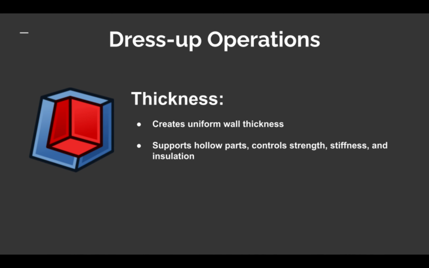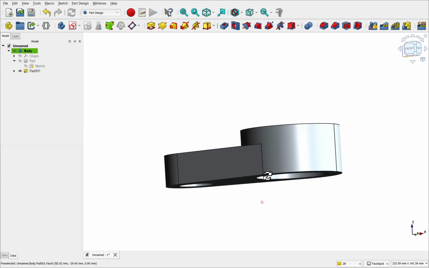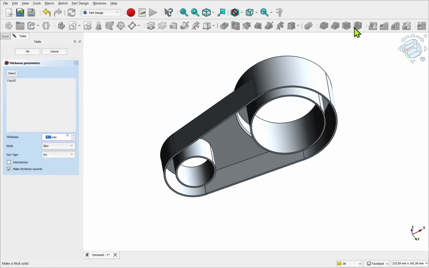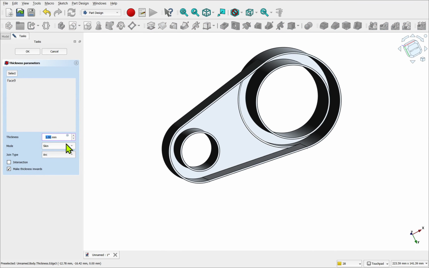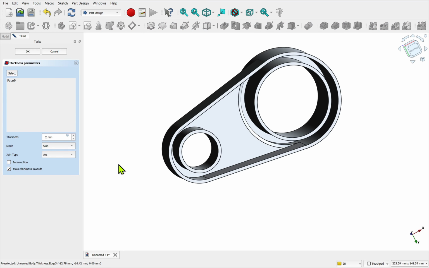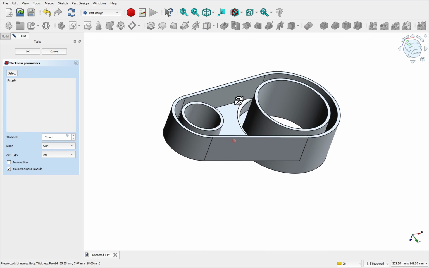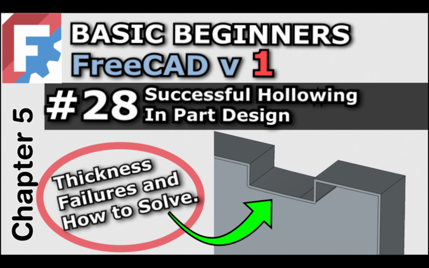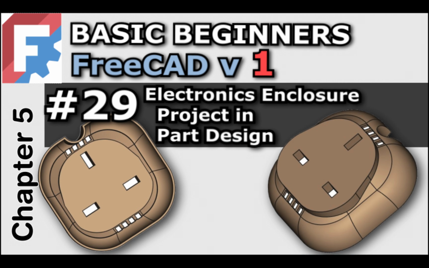This adds or defines a uniform wall thickness commonly used when converting a solid part into hollow ones. Proper control of wall thickness is crucial when preventing warping or collapse, especially when dealing with pressure or load-bearing applications. It also plays a key role in achieving the right balance of weight, strength, insulation, and material efficiency. Please note that the thickness tool will not be covered here, as it's already been discussed earlier in the course.